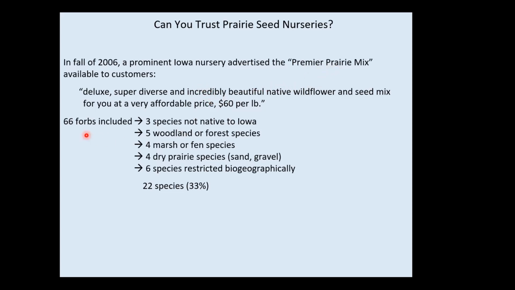So I did an analysis of it, and in the forbs group, there were 3 forbs that were not even native to Iowa. There were 5 forbs that I would say are woodland or forest species, not even prairie species. There were 4 that were marsh or fen species, and 4 that were really dry prairie species. I'm talking really dry, like sand or gravel prairie, xeric prairie species, and probably not right for a mesic prairie. And there were at least 6 species that have a biogeographical restriction, so they are not native to the entire state. It would only be appropriate for wherever they are.